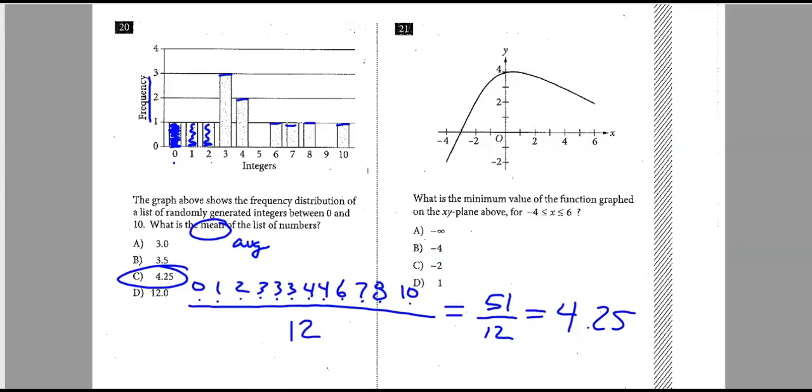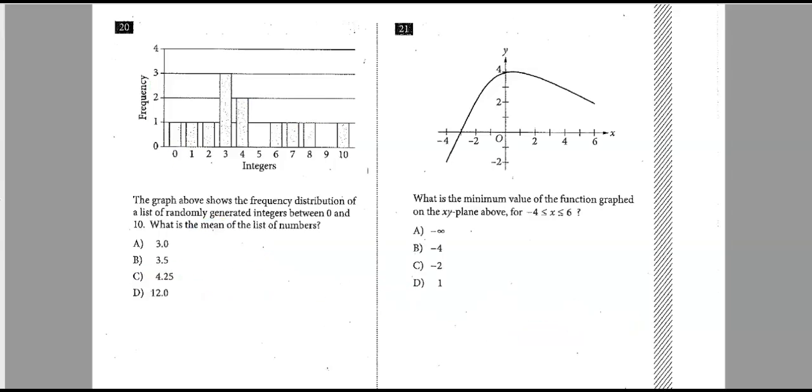The big thing is knowing how to read the chart and knowing that this frequency means that a number can count more than once. That's kind of the toughest part. All right, let's look at number 21.